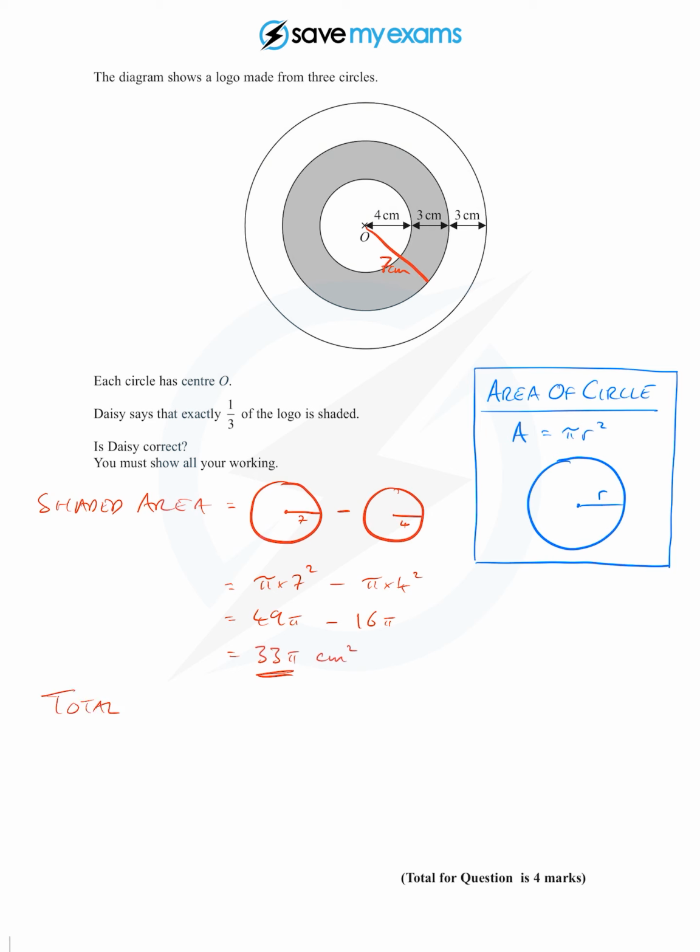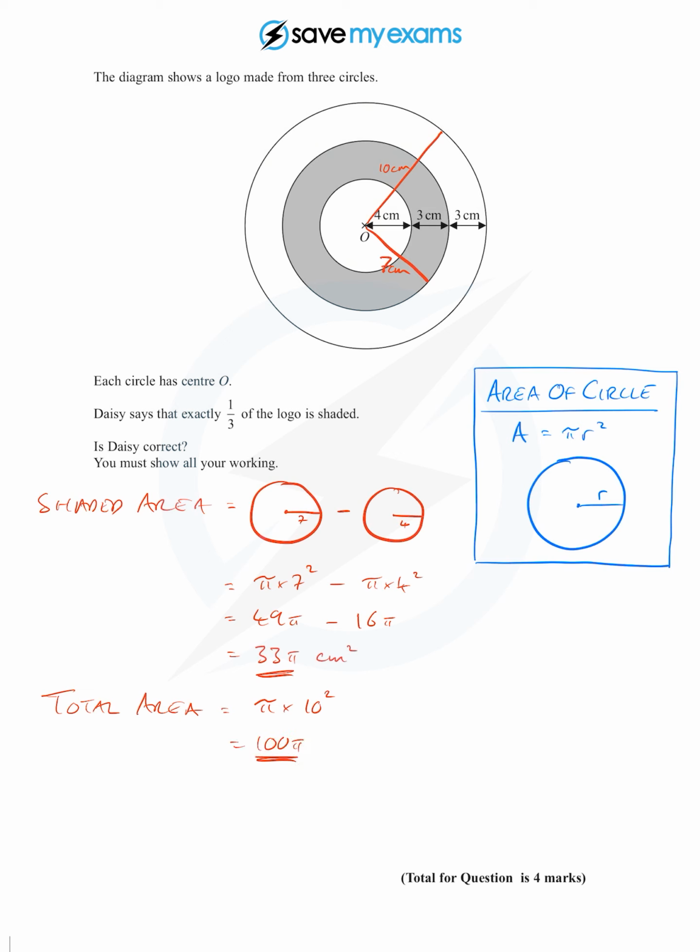What's the total area? Because we need that as well. Let's just have a quick look at the radius here. The radius of the big circle is 4 plus 3 plus 3, which is 10 centimetres. So that's pi times 10 squared, which is 100 pi.